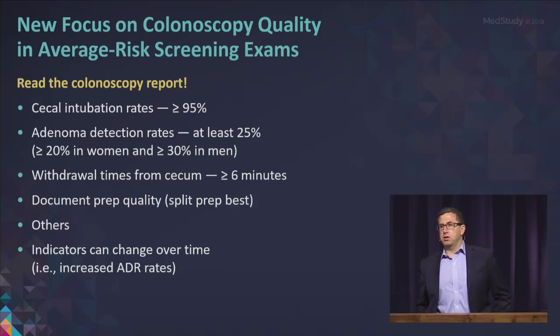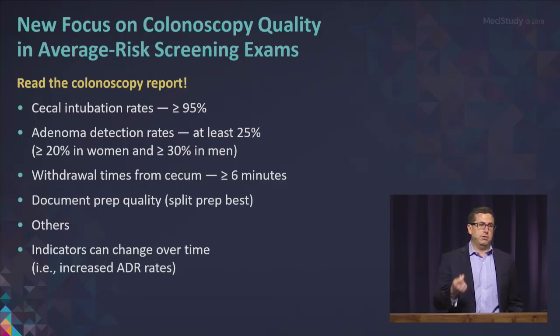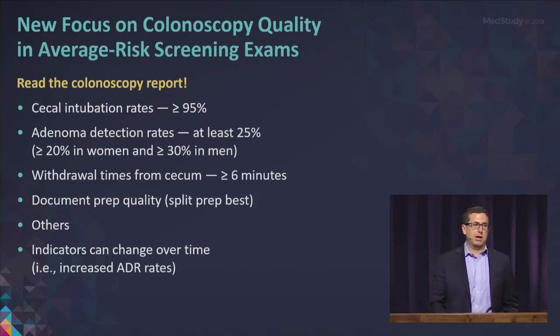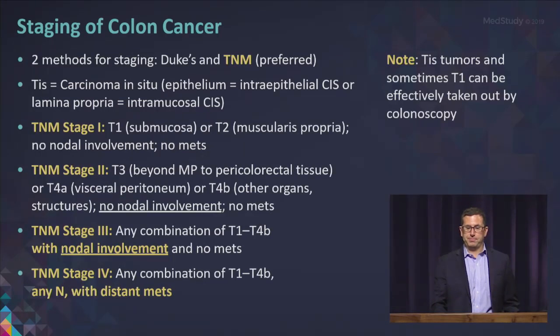I would urge everyone to read the colonoscopy reports in their clinic, or if this shows up on a test. You need to look at the quality indicators for colonoscopy because not everyone is doing colonoscopy in the same way. You want to make sure the cecum is reached at least 95% of the time. You want to make sure that the person doing the colonoscopy is detecting adenomas at an adequate rate. That's called the adenoma detection rate. You want to make sure that they're not pulling the colonoscope out really quickly. They need to be taking at least 6 minutes to look around because that will increase your adenoma detection rate.